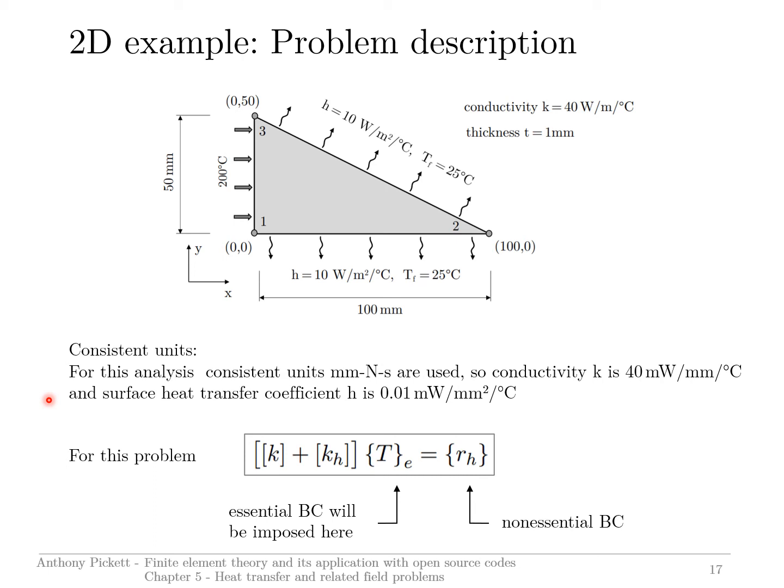All analyses have to be in consistent units. So for example, if these are the units we are using here, or the input units specified, and our thickness is in millimeters, and the plate dimensions in millimeters, then this, for example, should also be in millimeters. And the equivalent quantity for this in millimeters would be 40 milliwatts per millimeter degrees C. So it's a simple conversion. And also this heat transfer coefficient will have to be converted to millimeters squared, which is given here.